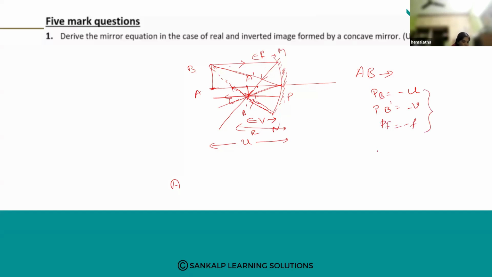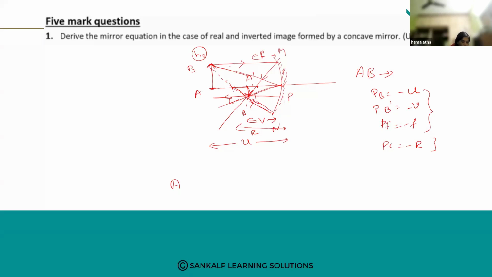Okay, next one is what? PC is how much? PC is equal to negative of what? All are negative in a concave mirror because everything takes place in the second quadrant. In the second quadrant, the x-axis is negative. Next one is the image height. The object height h0 is positive and the image height is inverted, which means it is negative. Okay, hi is negative.